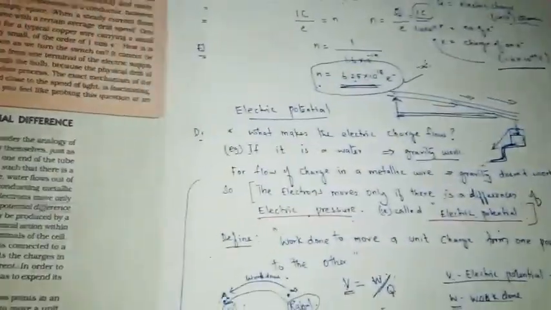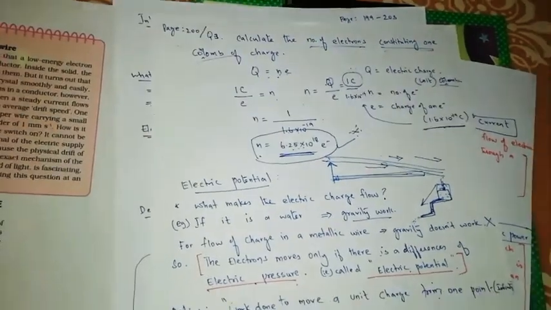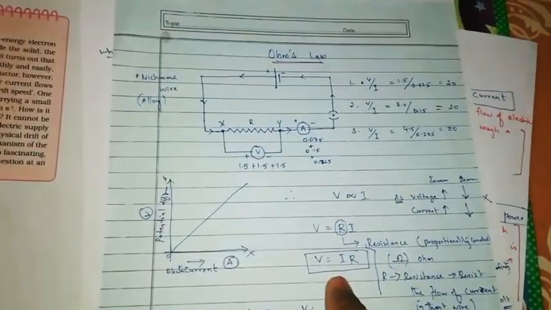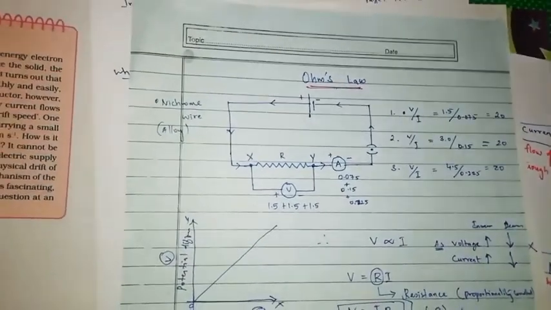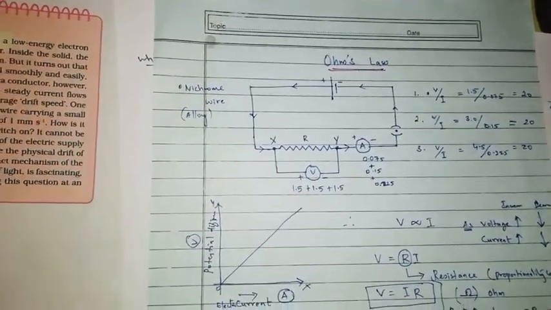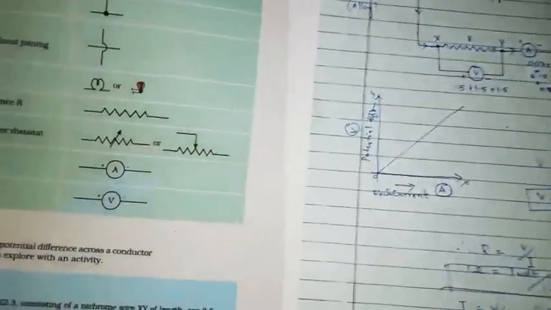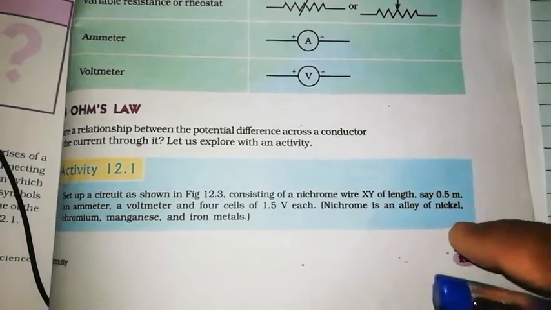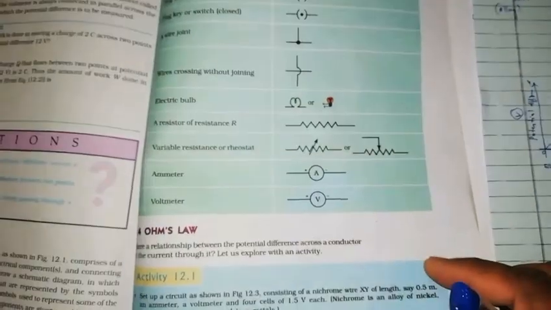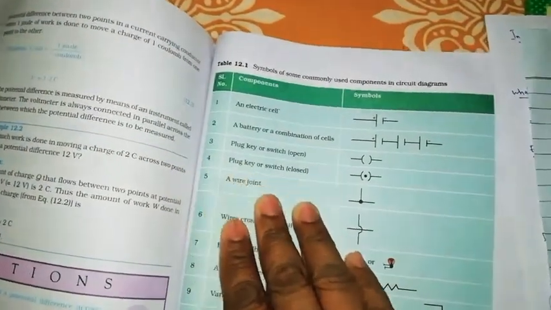So today we are going to learn a new topic, and that is Ohm's law. All of you turn to page number 203 in your book. Page 203, Ohm's law. On page 203 you can see the symbols and the components.